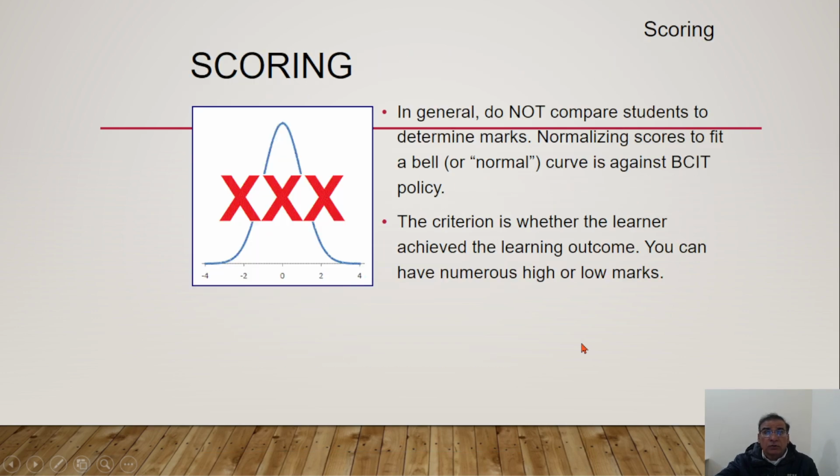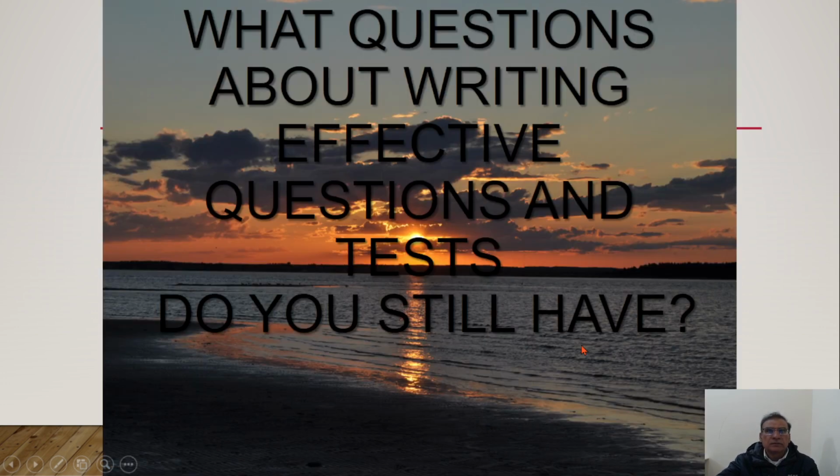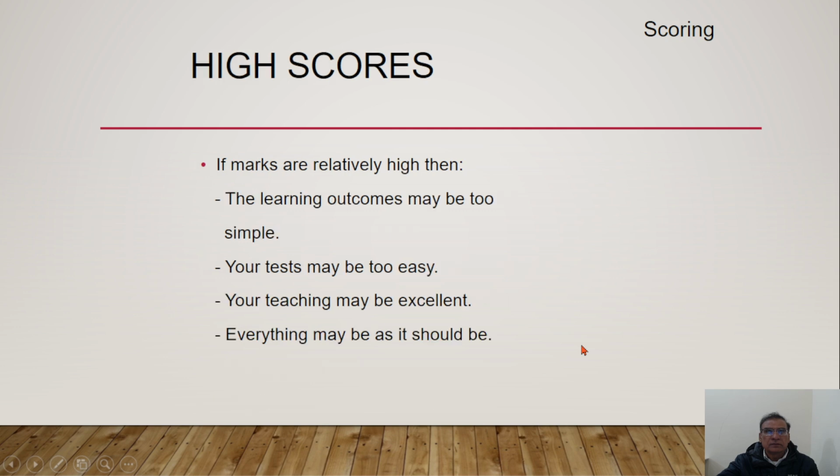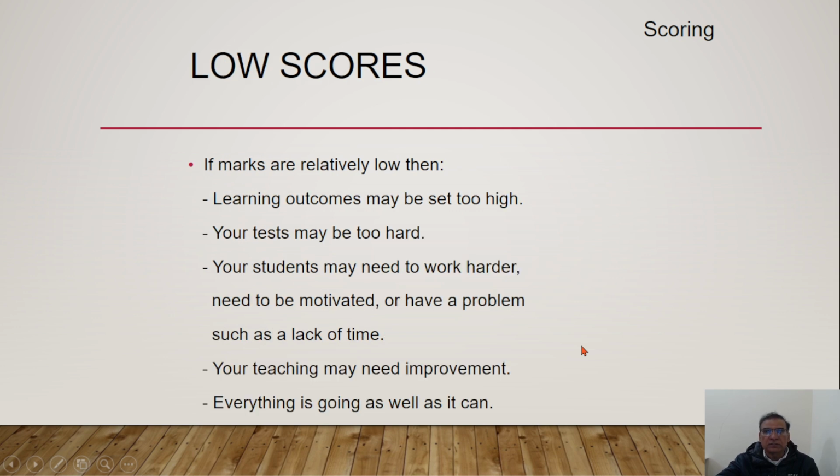Scoring. Next, scoring and fairness: do not compare students to each other. Focus on achieving learning outcomes. A high score may indicate the test is well matched to the material. A low score may indicate an overall difficult test or unclear questions. There are low score questions and high score questions.